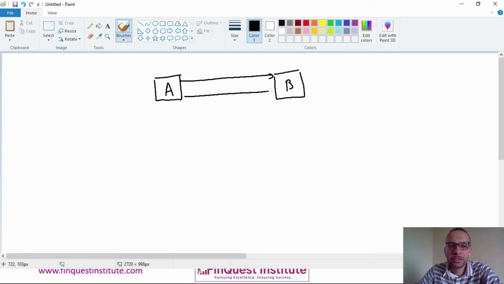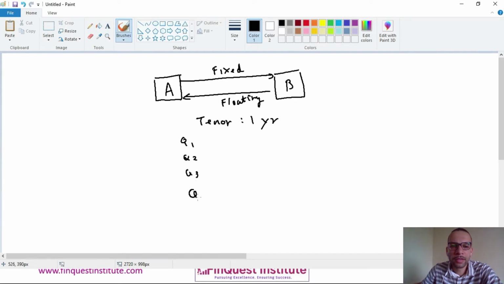A plain vanilla variety is one in which one party will pay fixed and the other party will pay floating. Now, how do you arrive at the fixed rate and what would be the floating rates, that we'll see in a minute. But this is the main concept. So if we relate this to our example, our swap tenor is 1 year, and we'll have our cash flows at Q1, Q2, Q3 and Q4. So you'll have a cash flow from party A and cash flow from party B. So we'll get 4 cash flows.